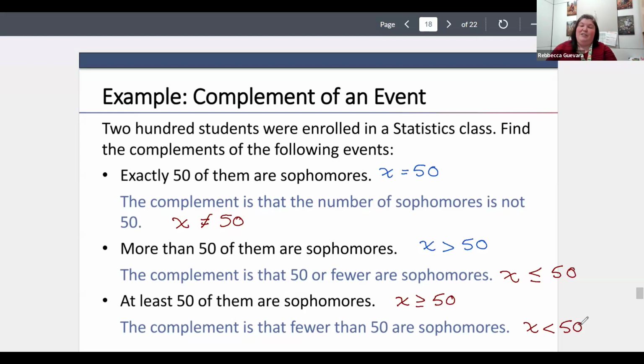So when you're thinking about complement events, this is the kind of stuff you have to think about. If one event is equal to some number, then the other event is anything but that number. If one event is more than, then the other event has to be less than or equal to. If one is more than or equal to, then the other has to be strictly less than. These are the things we have to think about when we're thinking about complements of events. We're going to see a little more of this later.